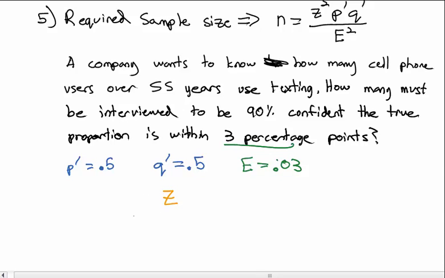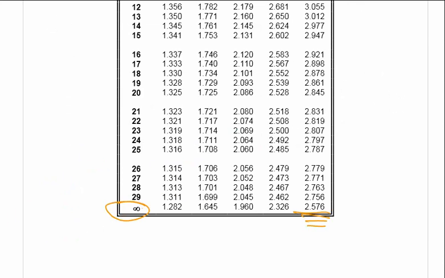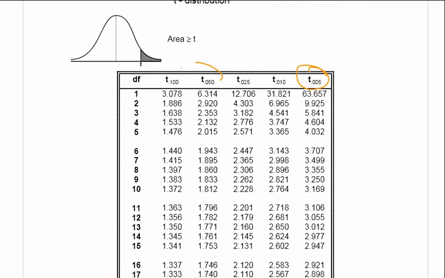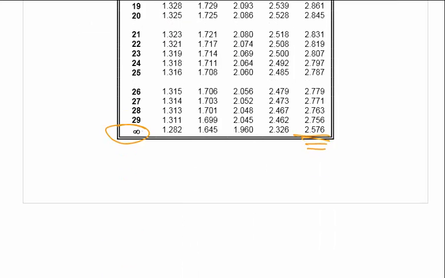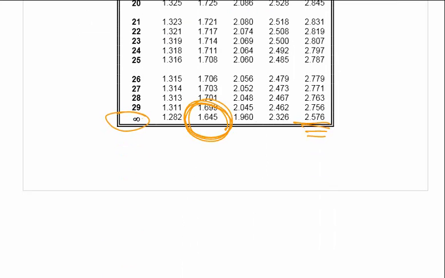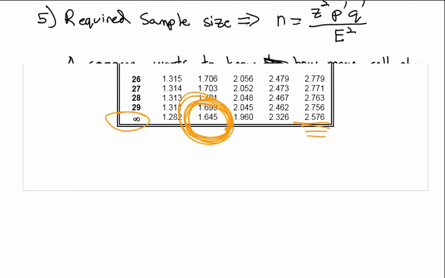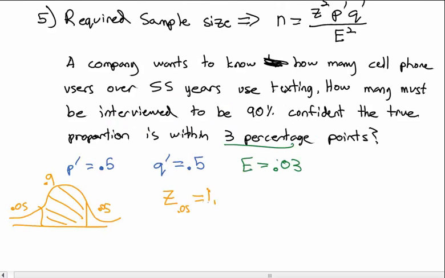Our Z, we want to be 90% confident. So we want 90% on the inside. 5% then must be on each side, 0.05. So Z 0.05 is equal to, off of our table, 5% in each tail is the second column, 1.645.